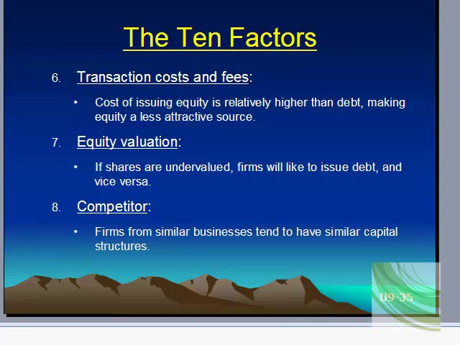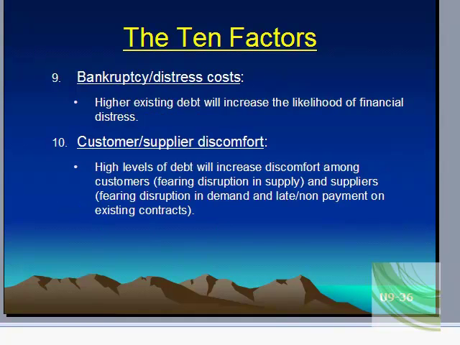Equity valuation: whether a firm likes to issue debt versus equity depends on how the shares are valued, overvalued or undervalued. So based on that, they have to decide whether to use debt or equity, how the shares are perceived, and also on the competition. And bankruptcy costs are another thing, and of course customer and supplier discomfort, if high levels of debt will make them uncomfortable. So all of these are factors that will influence the amount of debt that the company issues.